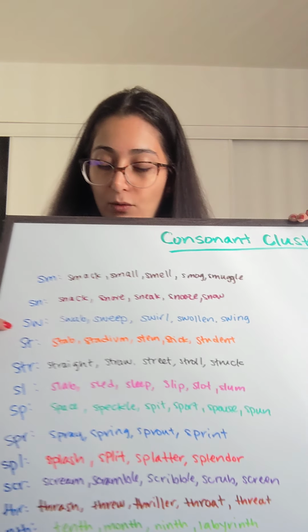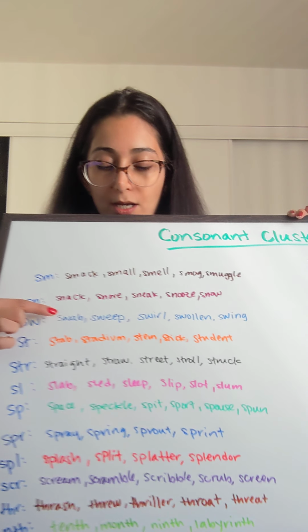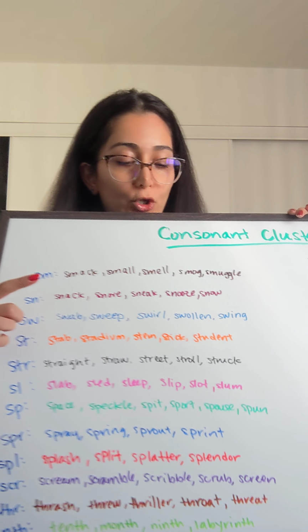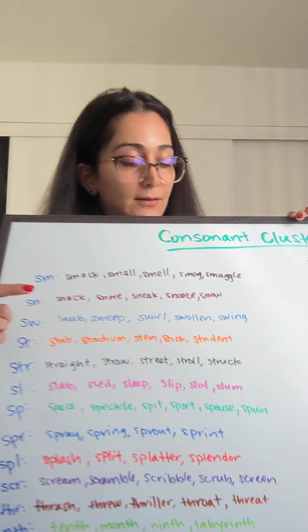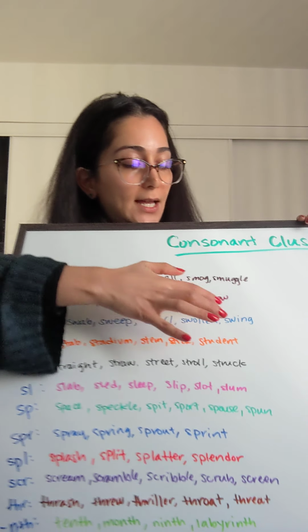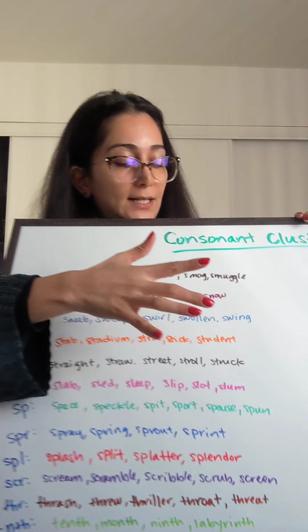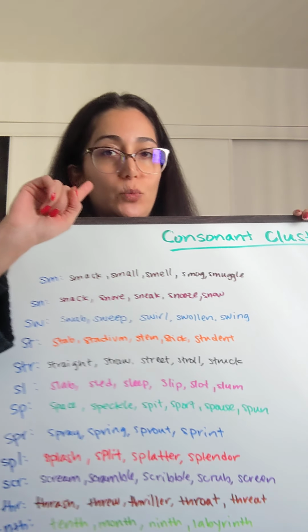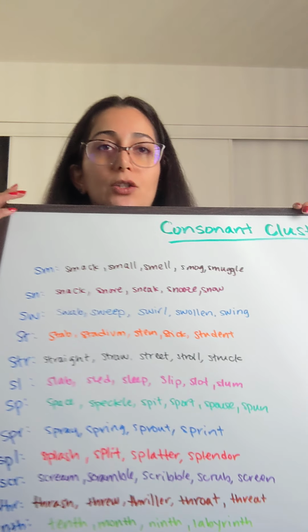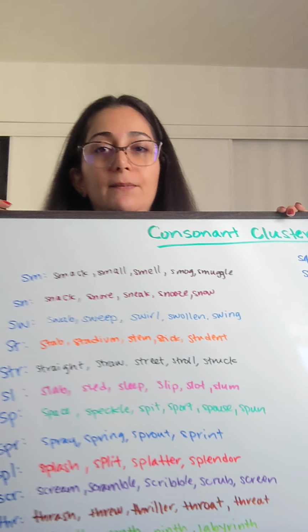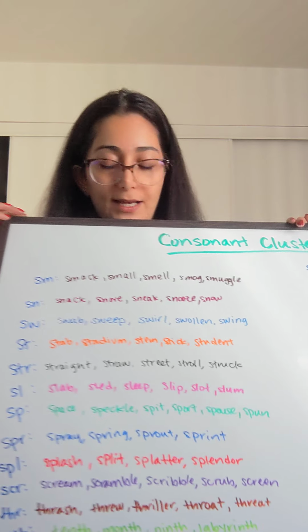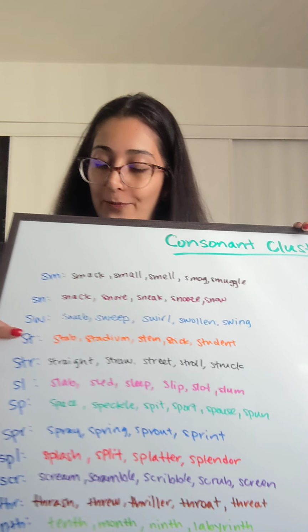We have words like swab, sweep, swirl, swollen, and swing. This one actually has two consonants at the end too, but that's actually just one sound, swing. Most people don't say swing, we say swing. We can talk about that sound in another video.